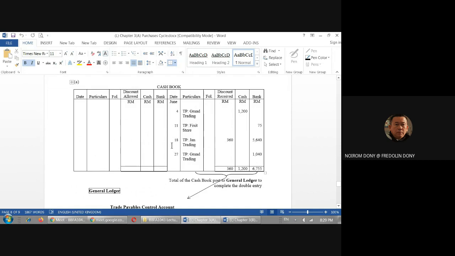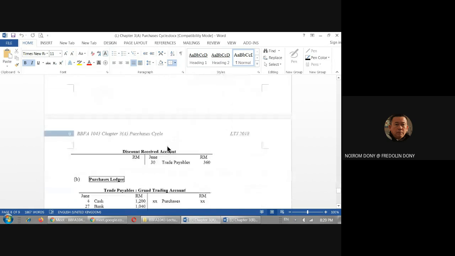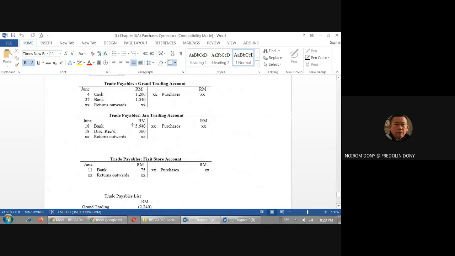Then on the 18th, open up trade payable Jan Trading in the purchases ledger, and record on the debit side 5,640 and 360. For the particular, 5,640 is from the bank column, so write bank. The 360 comes from the discount receipt column, so you put down the particular as discount receipt, and the date of the transaction is the 18th.